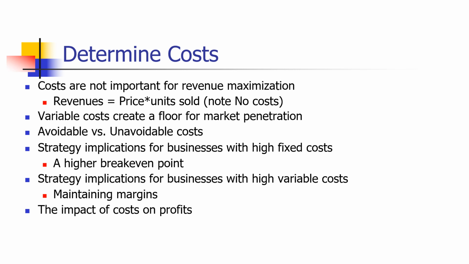Strategy implications for businesses with high variable costs. Well, if I have high variable costs, then it means I have to be able to continue to charge a high price so that I can maintain my margins. So the strategy implication for businesses with high variable costs is to make sure that they do not get caught in a price war and that they do not have to discount prices to get sales, because every discounted dollar in price really hurts their profits.